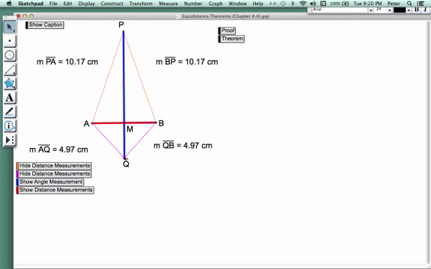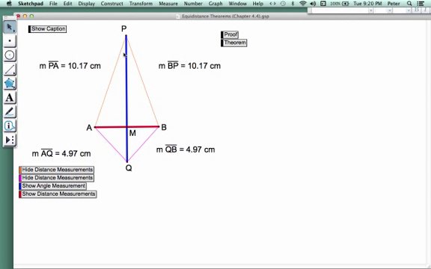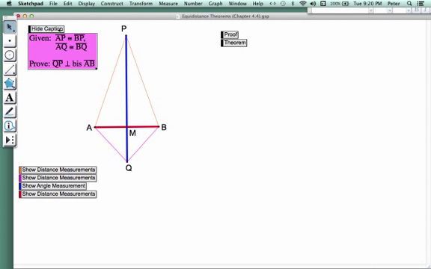Okay, so what are we trying to prove? Well, we're trying to say that if we know 2 points are equidistant from the endpoints of a segment, in other words, if PA and PB are congruent, and if AQ and BQ are congruent, then we can prove that the line connecting those two equidistant points will perpendicularly bisect the segment AB.